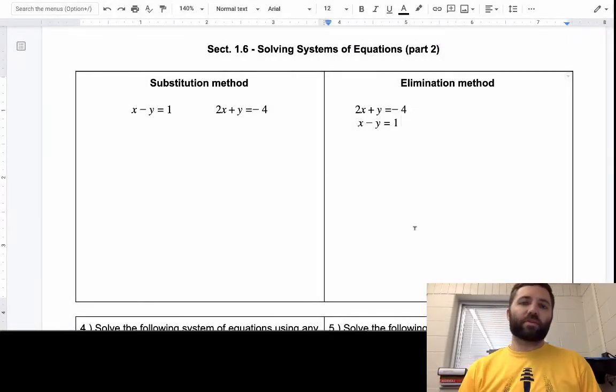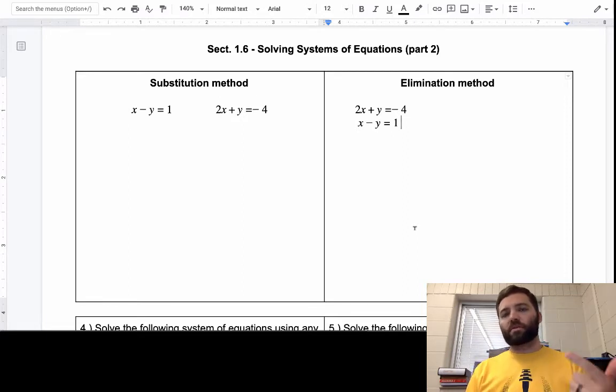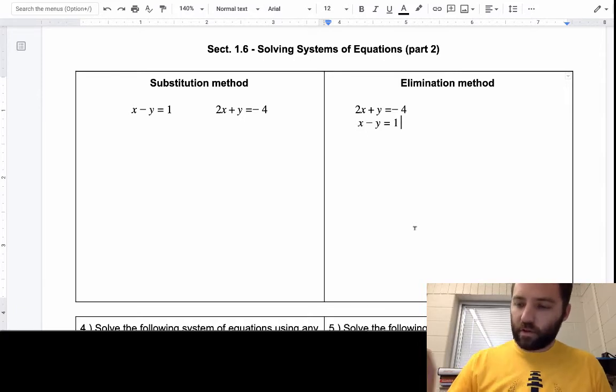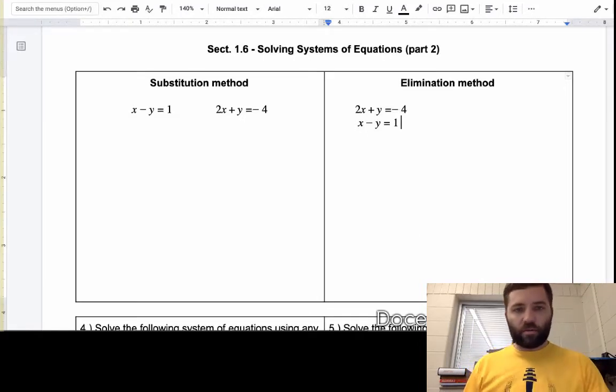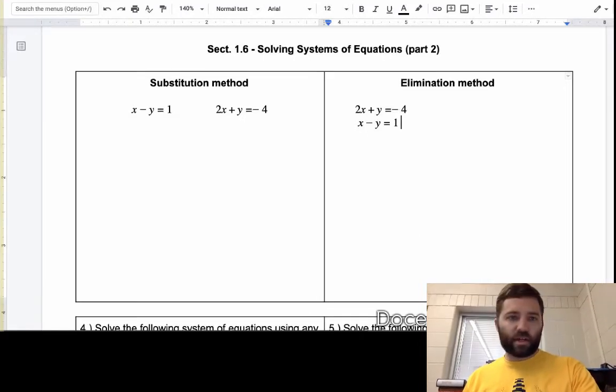Okay, section 1.6, solving systems of equations, part 2. We talked about the graphing method in the last video. We're going to get right into the other methods. There's 3 methods in total: graphing, substitution, and elimination. And later on in your mathematical life or career, you might learn about solving by matrices, but we aren't going to talk about that right now.